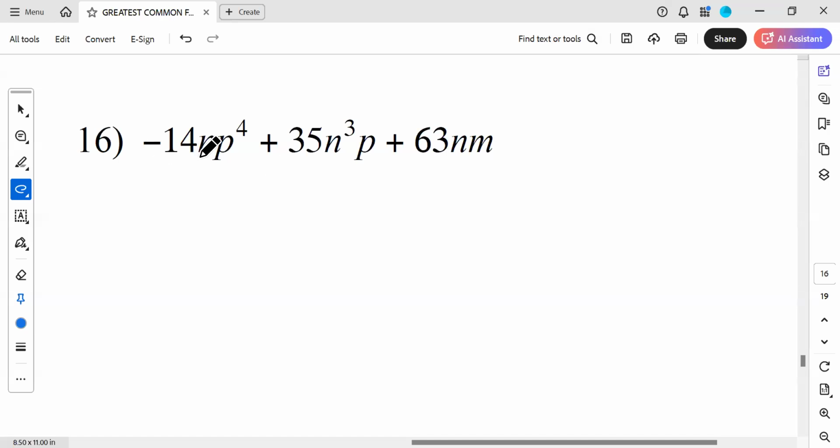Okay, so I got negative 14, 35, and 63. Often when the leading coefficient is negative, they want you to use a negative GCF. So in this case, I skip a space, open my parentheses, and what number should I write here? Negative 7. Do all 3 terms have an n? What's the lowest one? Do all 3 terms have a p? So we divide them by negative 7n.